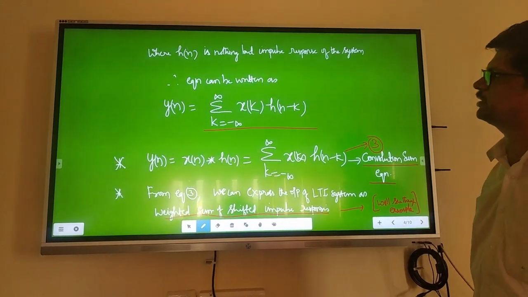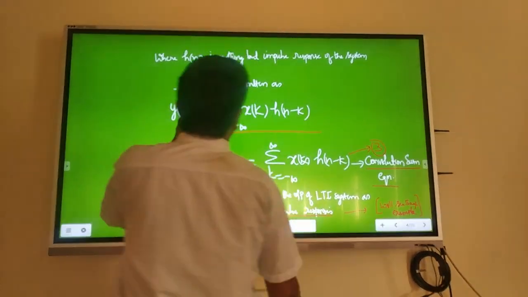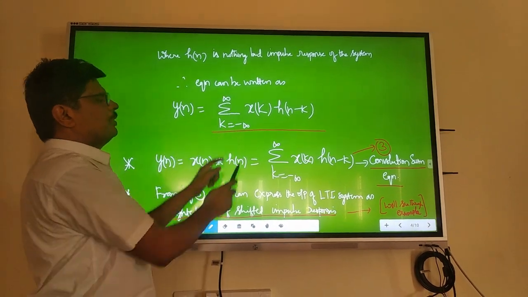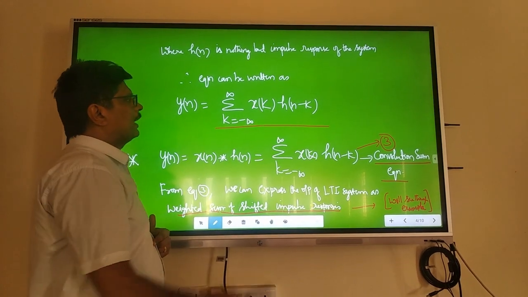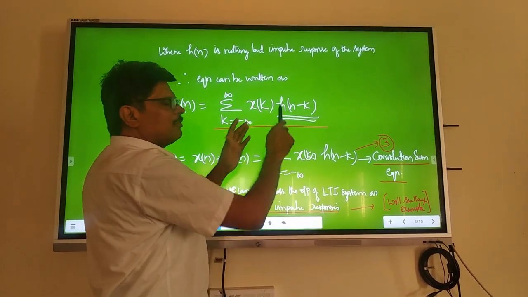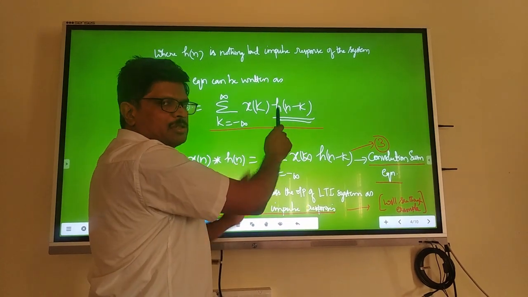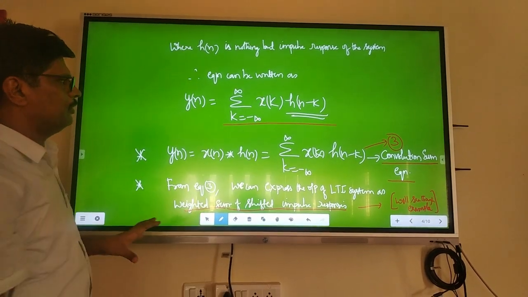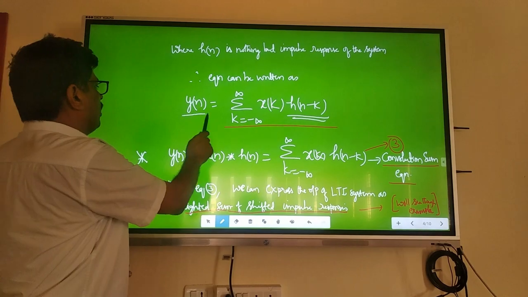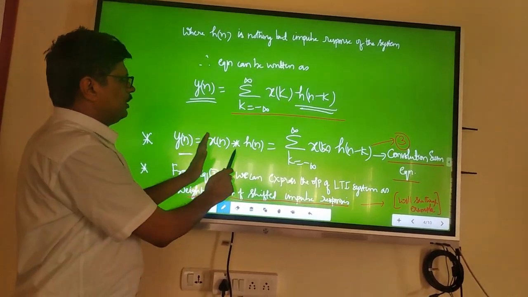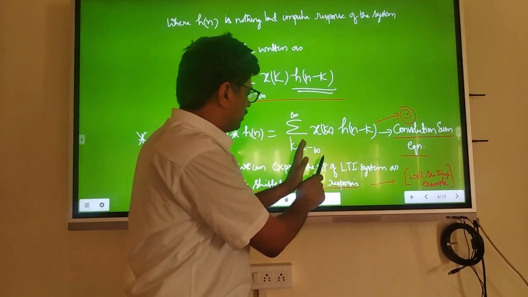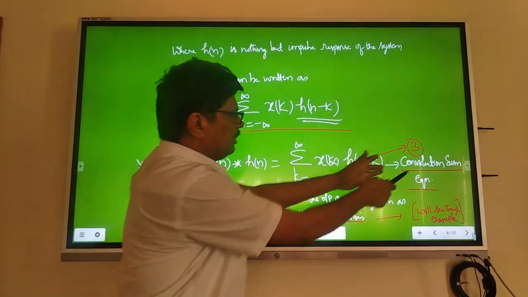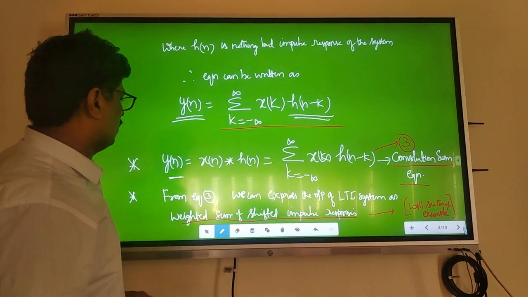Now substitute these two here, and you will get the equation, where h of n is the impulse response of the system. Therefore, the equation can be written as y of n equals summation k equals minus infinity to plus infinity x of k into h of n minus k. This is the standard equation, the convolution sum. Output y of n can be written as x of n linear convolution with h of n, which is summation k equals minus infinity to plus infinity x of k into h of n minus k. This is the convolution equation, equation 3.